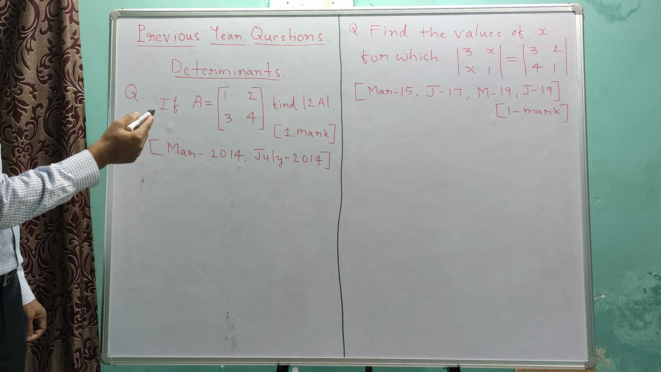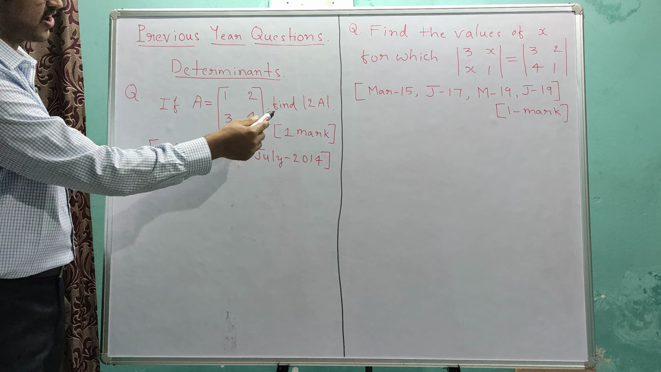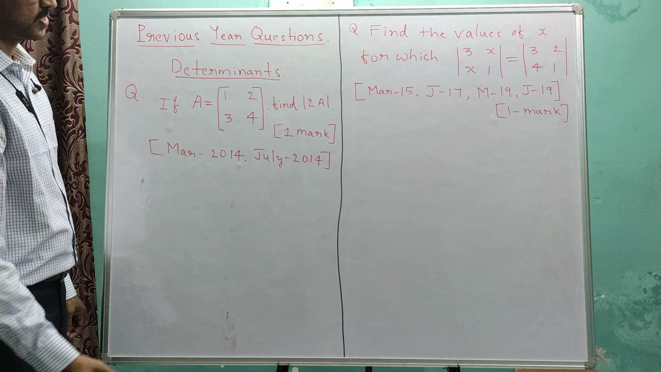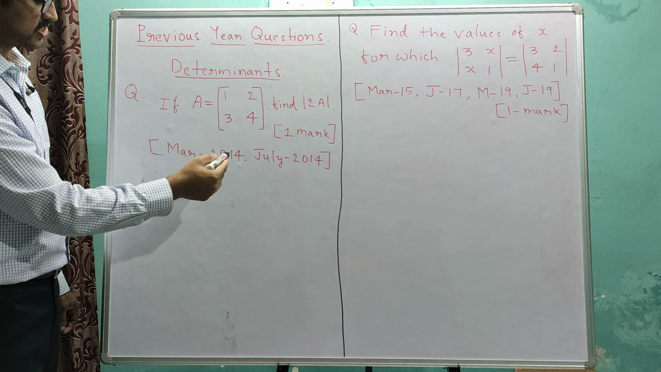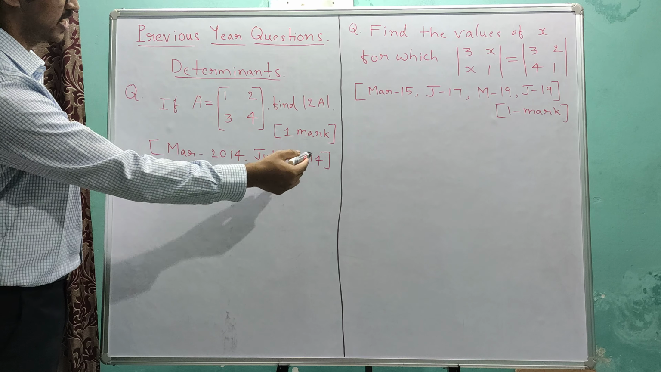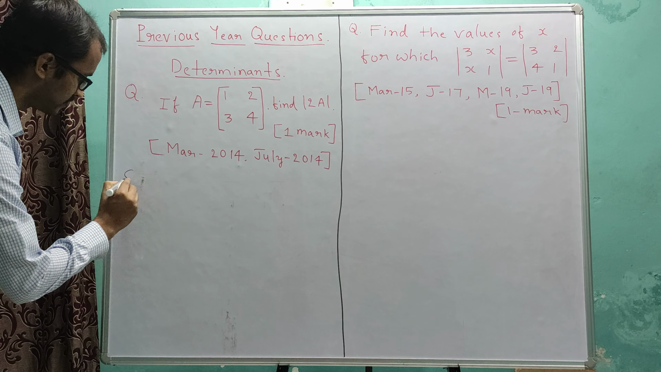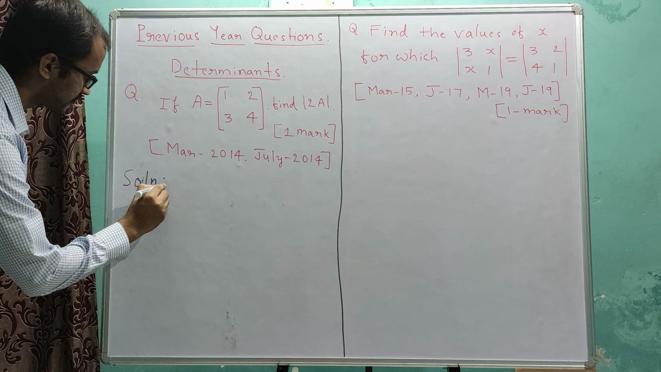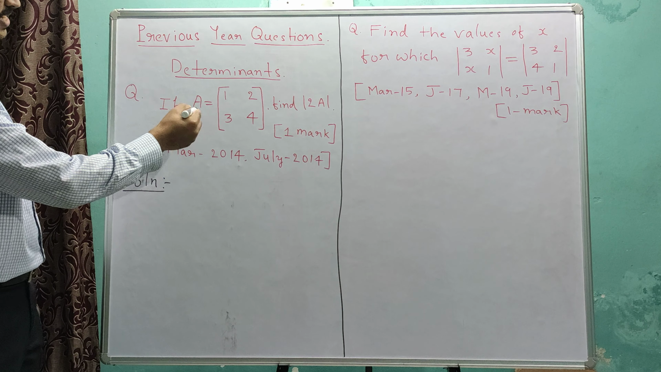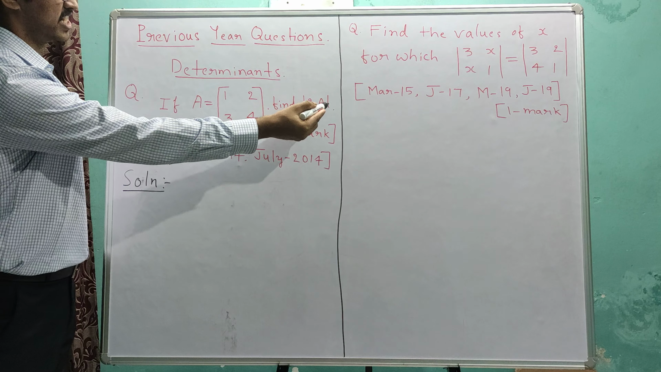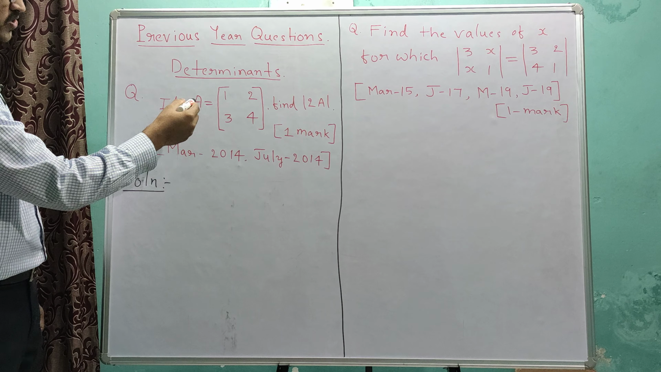First question: if A is equal to the matrix 1, 2, 3, 4, find the determinant of 2A. This is a 1 mark question, asked in March 2014 as well as July 2014. Let us solve this problem. Solution. Given matrix A, we have to find the determinant of 2A. So first we compute the value of 2A.